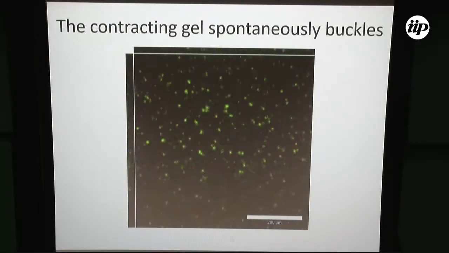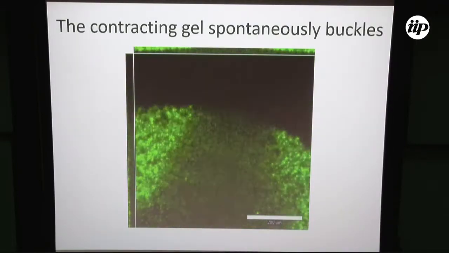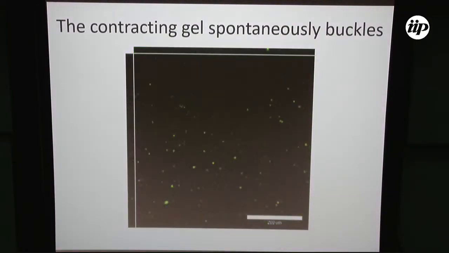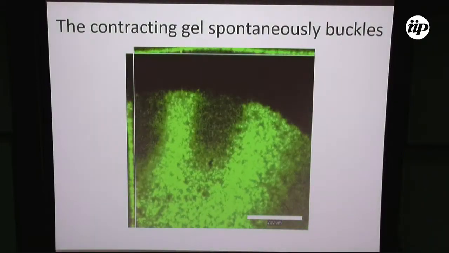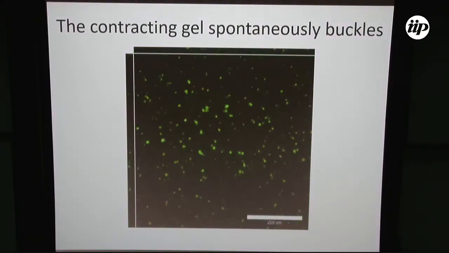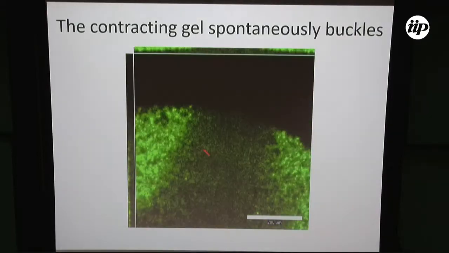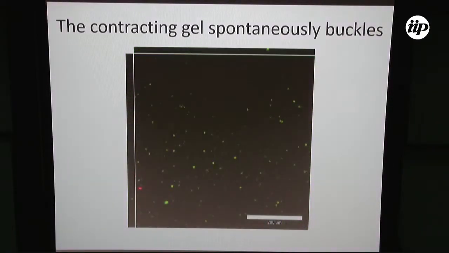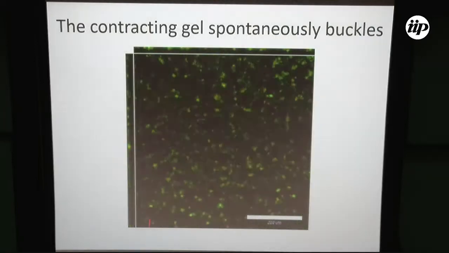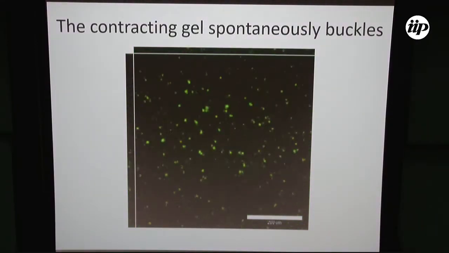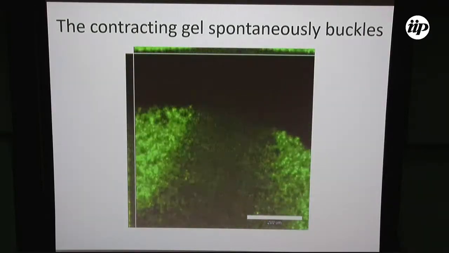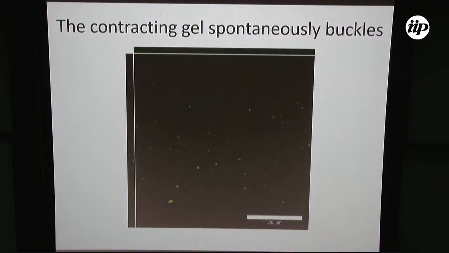So this was a top view, but now let's take a look from the side view. Here you see the three directions. This is the top view, this is a cut in here, from the side view, and here from the other side view. And what we found is that these gel sheets buckle.